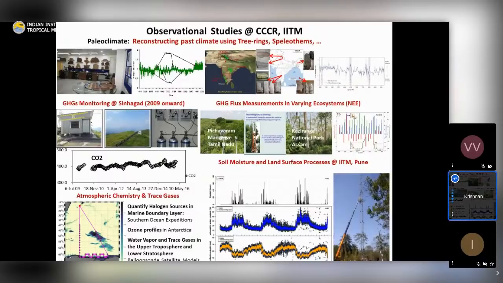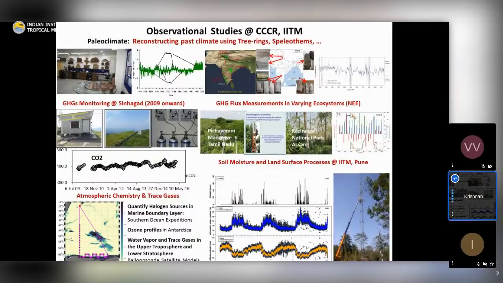This started in 2009, and continuous measurements of CO2 and methane are being made, and those samples are analyzed at IITM. The samples are collected in flask, and then they are analyzed at IITM in a gas chromatograph. In addition, there are GHG flux measurements to understand the sources and sinks of greenhouse gases in different ecosystems. And this is important for understanding the net ecosystem exchange. And we have measurements of GHG fluxes at the Pichavaram mangrove, and also from the Kaziranga National Park.